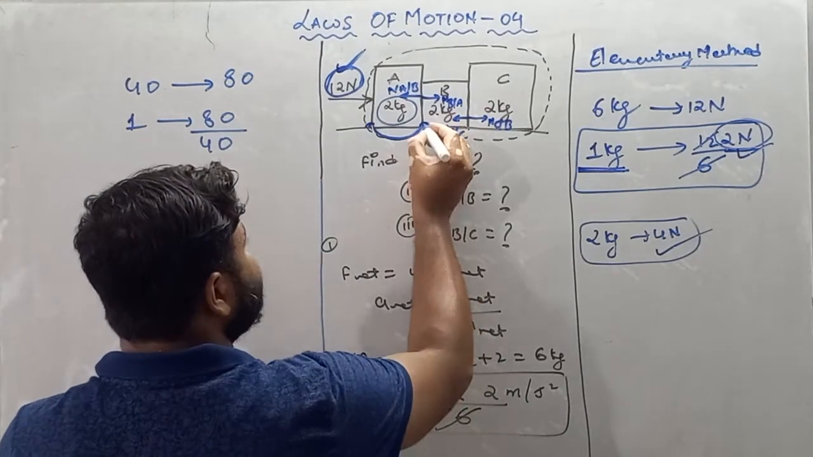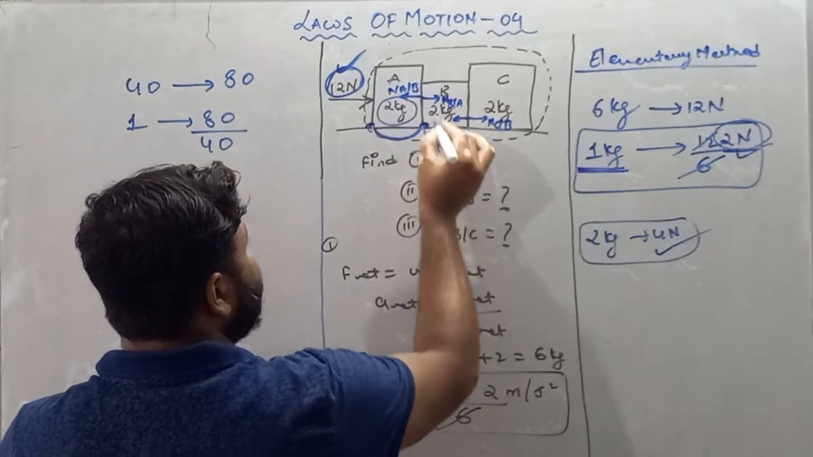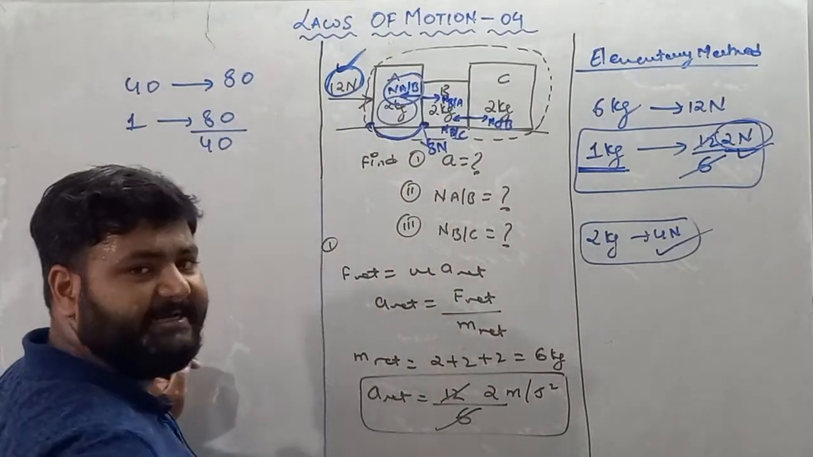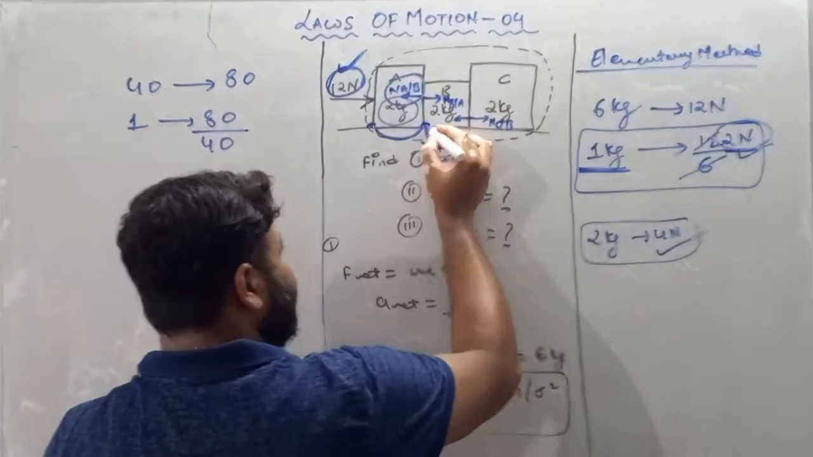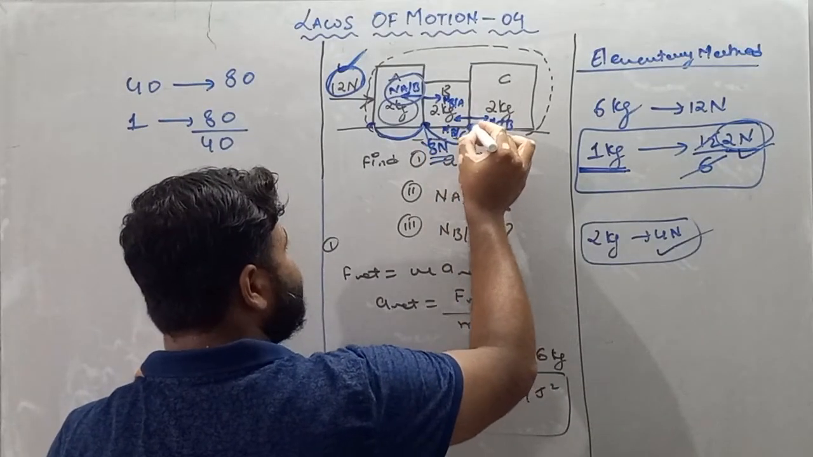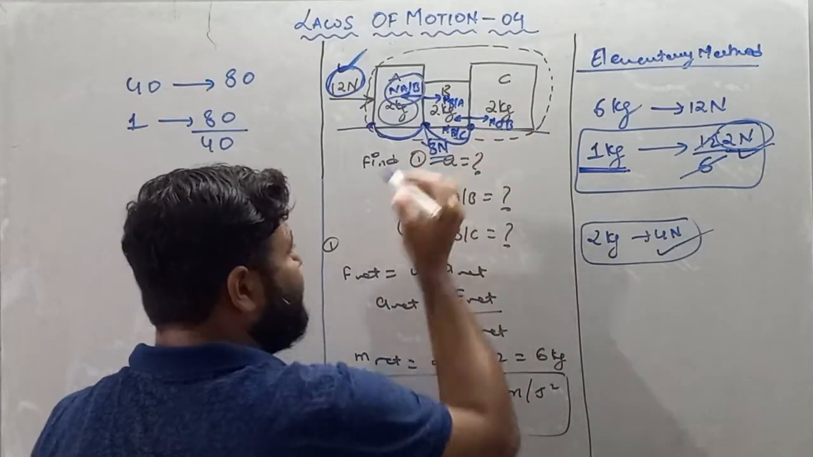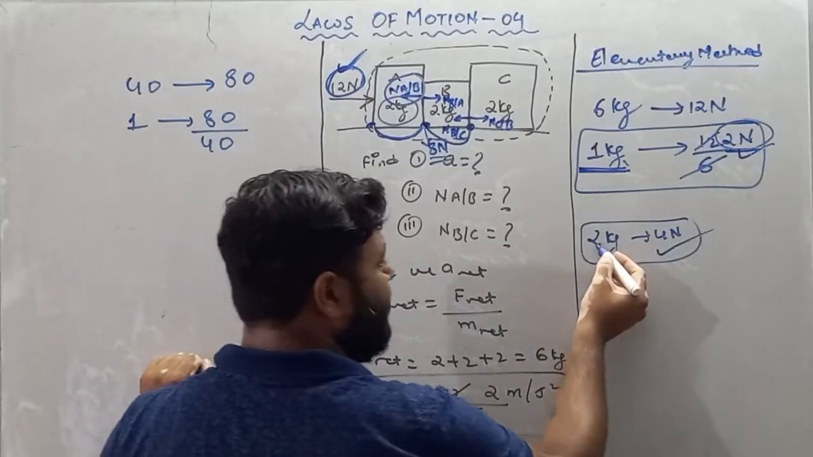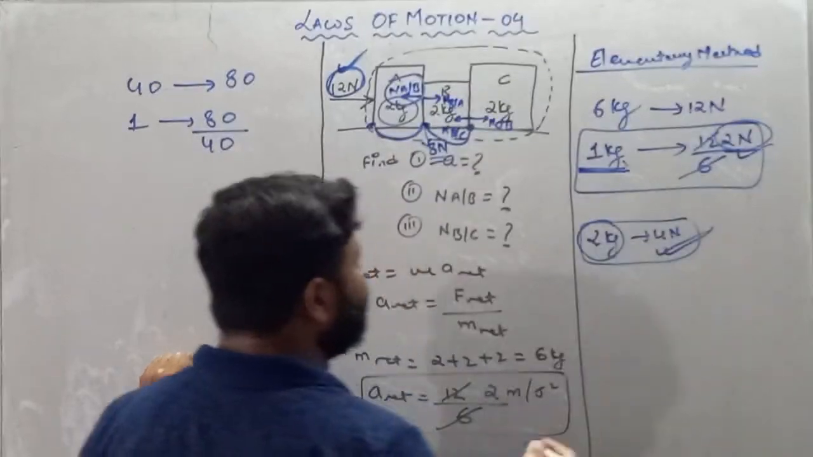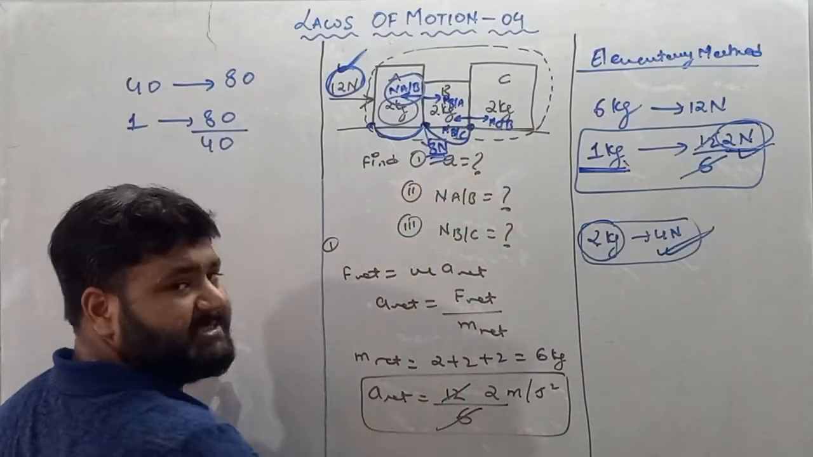It's 8 Newton, my dear student. So here the normal on A due to B becomes 8 Newton. Now move forward. So come from this point to this point. So you'll again move 2 kg. So if 1 kg needs 2 Newton force, then obviously 2 kg needs 4 Newton force. We have 8 Newton force.